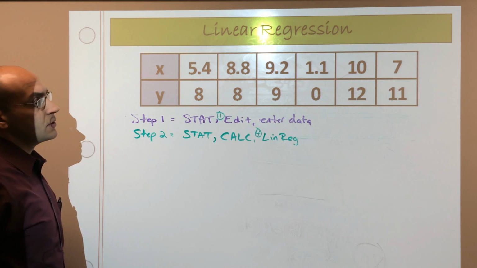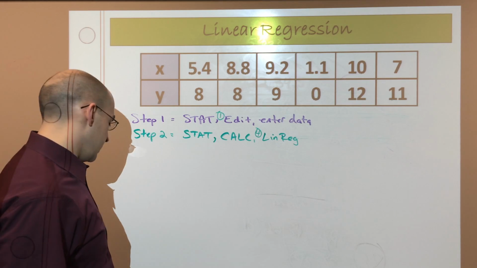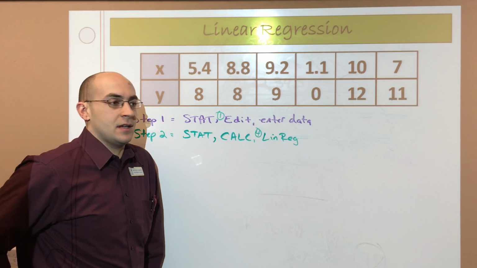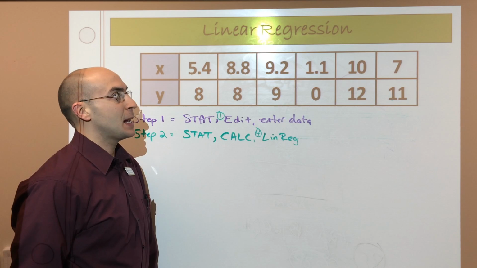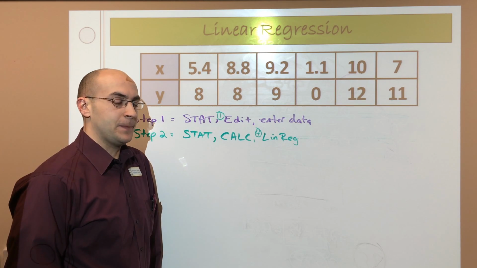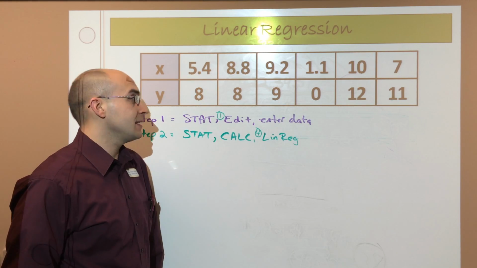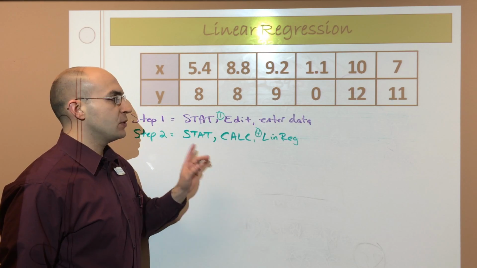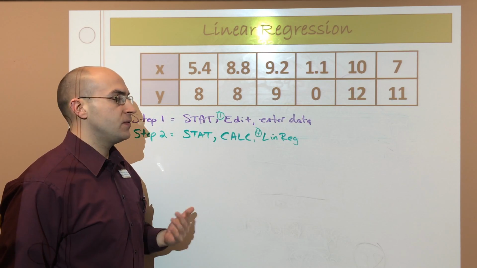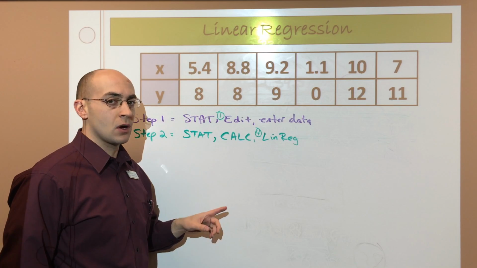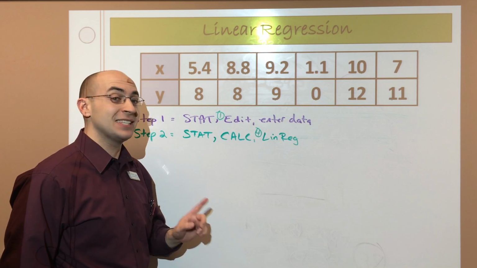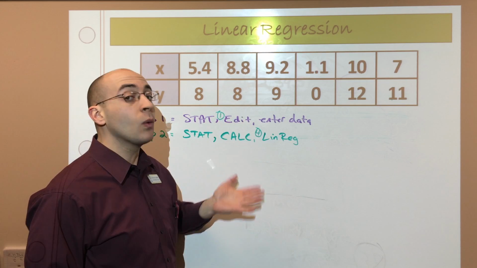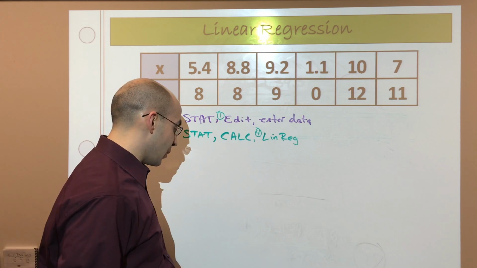Linear regression. So, really big math term, but it doesn't mean anywhere near as bad a thing as you think it is. Linear regression is a line of best fit. I'm going to give you a data set in a table of values or a scatter plot, and you're going to have to put that data into your calculator to figure out if I were to draw a straight line that best represents this data, what would that line be? And that line would be in slope-intercept form.